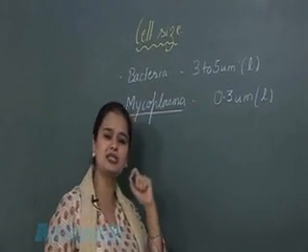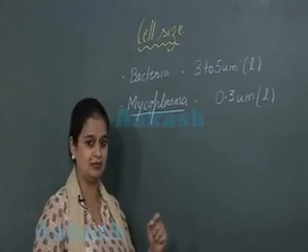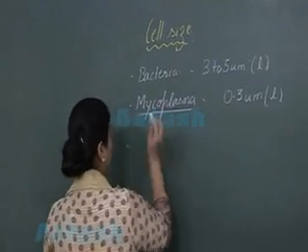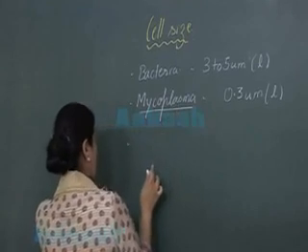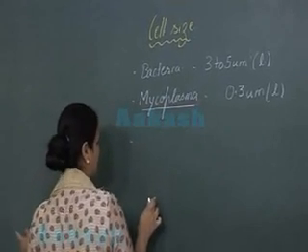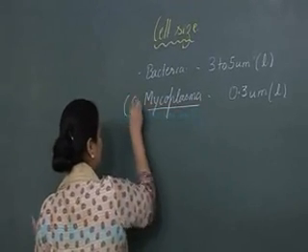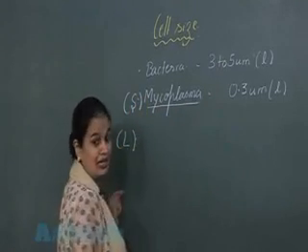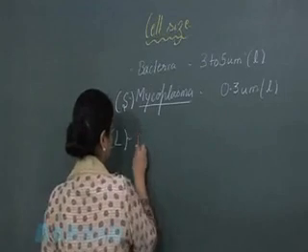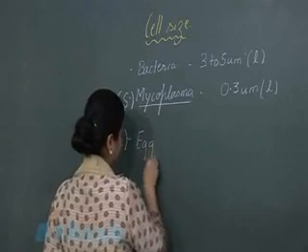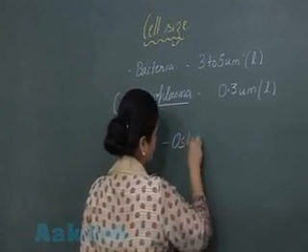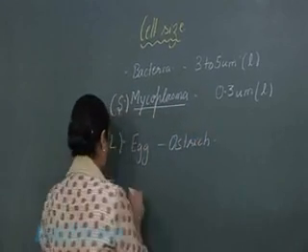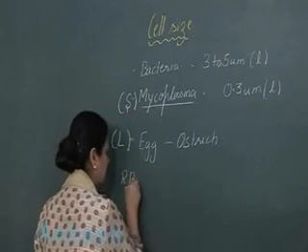Now the largest isolated cell is the egg cell of ostrich. So this was the smallest. Now here I am talking about the largest cell. So for the smallest I can write S here. For the largest I am writing L here, that is egg of ostrich.